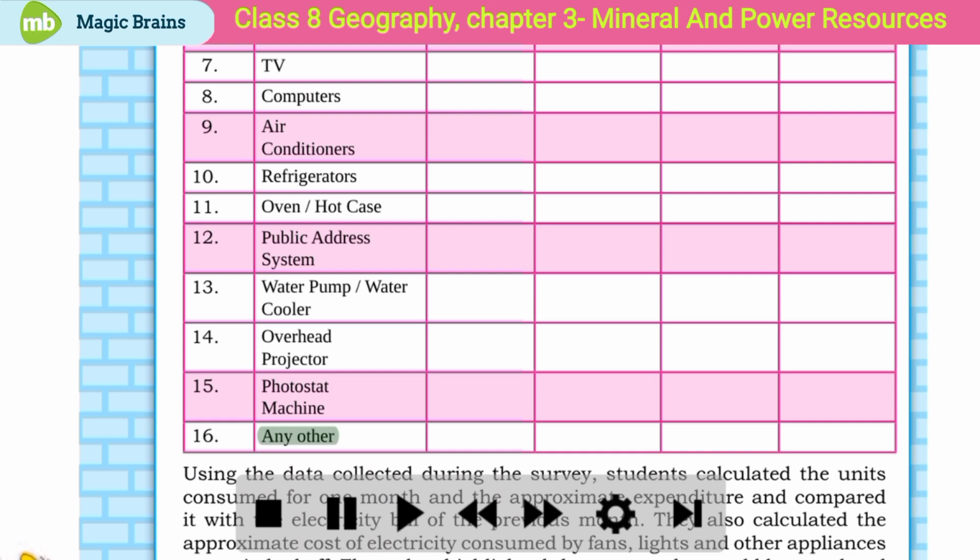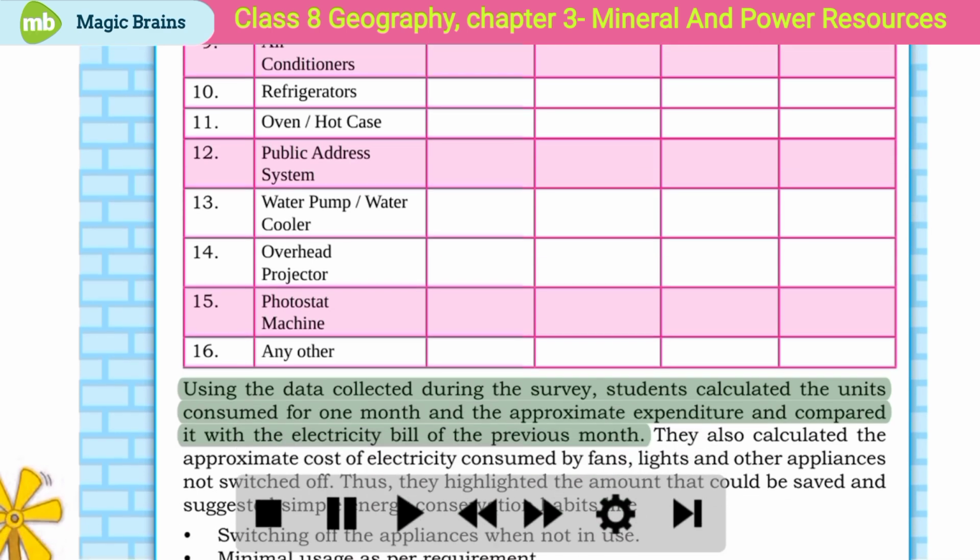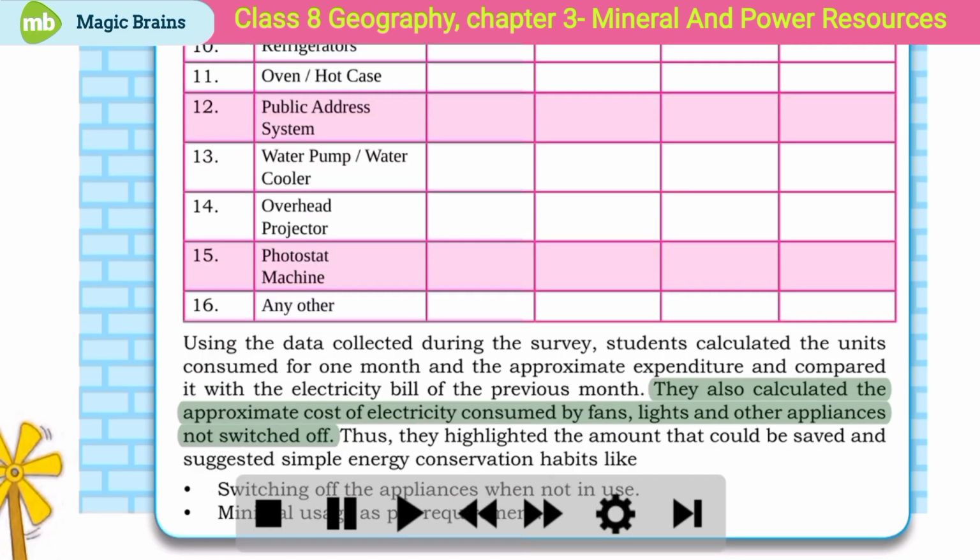You have to fill in this table, writing how much quantity of electricity is used, the usage time, that is, the approximate number of working hours, and so on. Using the data collected during the survey, students calculated the units consumed for 1 month and the approximate expenditure and compared it with the electricity bill of the previous month. They also calculated the approximate cost of electricity consumed by fans, lights, and other appliances not switched off.